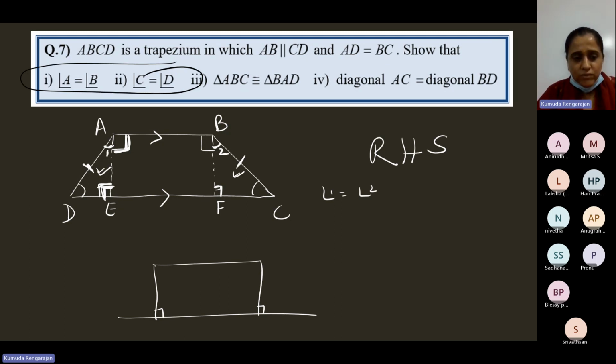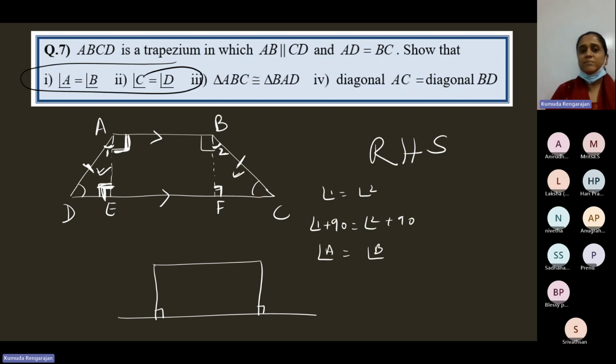So angle A is angle 1 plus 90 and angle B is angle 2 plus 90. Angle 1 is equal to angle 2 by CPCT. Add 90 on both the sides, so you'll get angle 1 plus 90 is equal to angle 2 plus 90. Angle 1 plus 90 is angle A and angle 2 plus 90 is angle B. So like this, angle A is equal to angle B. C is equal to D, you get directly because angle C equals angle D by CPCT.